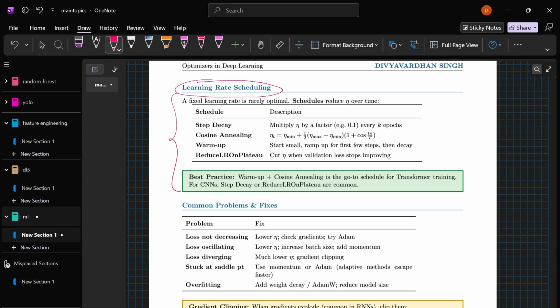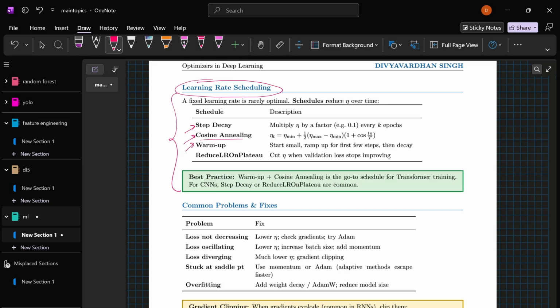Here are the solutions. Step decay: you simply reduce the learning rate by a factor, say 0.1, every few epochs. Simple and effective for CNNs. Second is cosine annealing. The learning rate follows a smooth cosine curve, gradually decreasing from a maximum to a minimum value. Very popular because it's smooth and doesn't drop too suddenly.